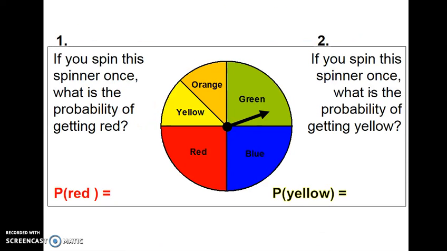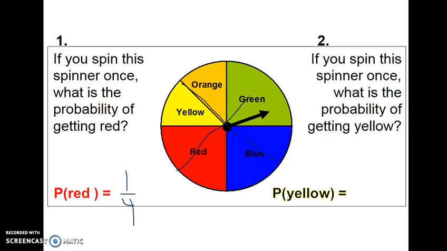So now we have to look at a spinner that is not equally divided up. And so in this spinner, you notice that orange and yellow are smaller than the green, blue, and red. So the probability of getting a red will be 1/4, because 1/4 of the spinner is red. The probability of landing on yellow has to be less than the probability of landing on red, because it's smaller than red.